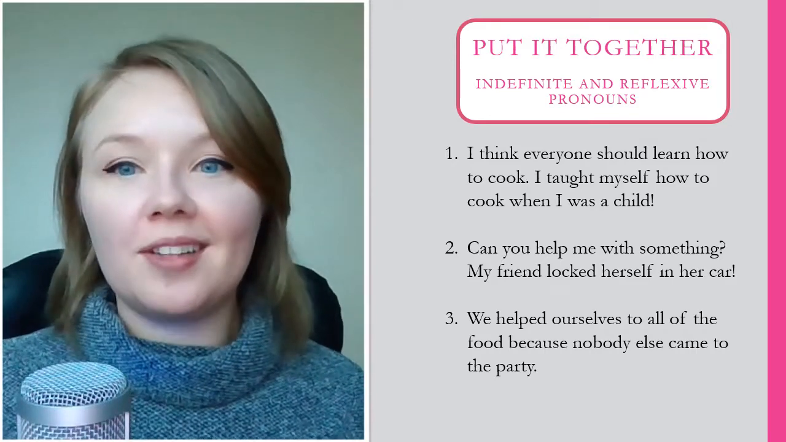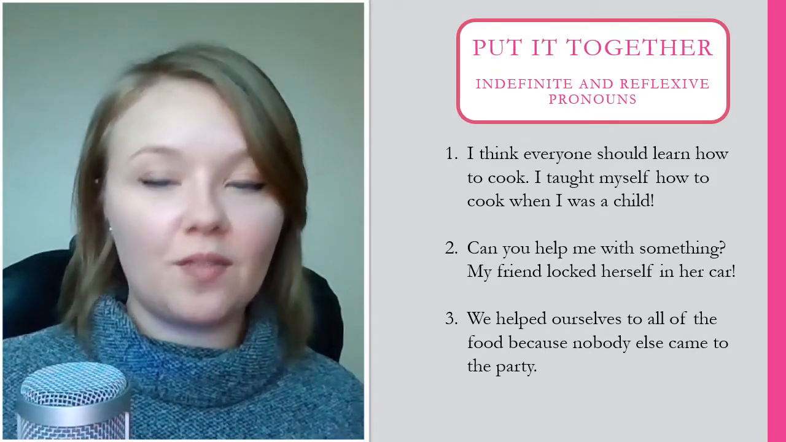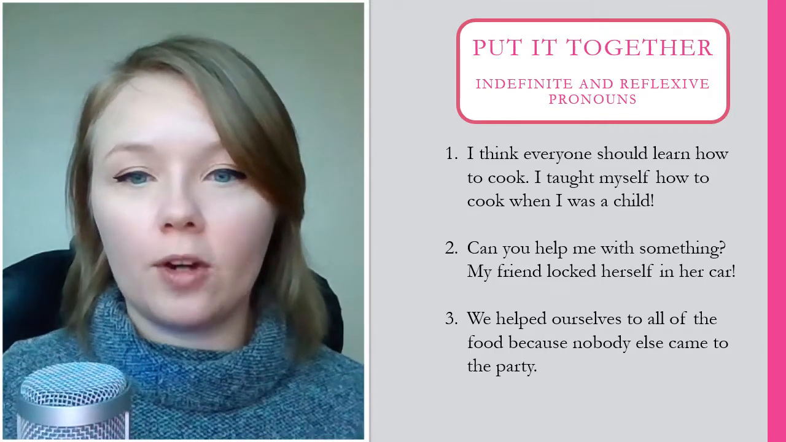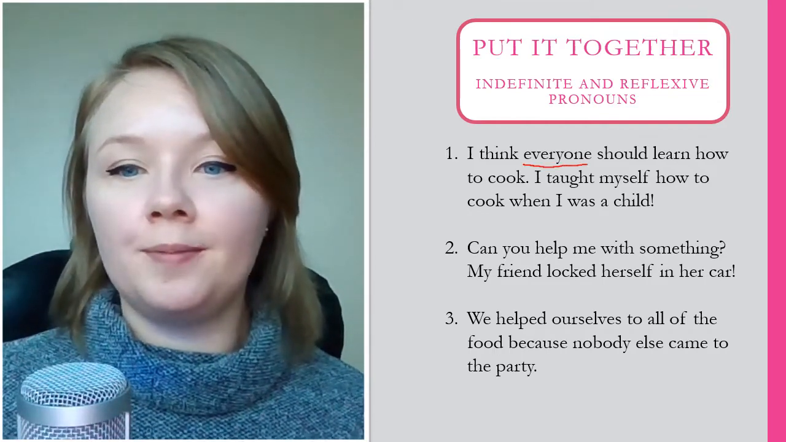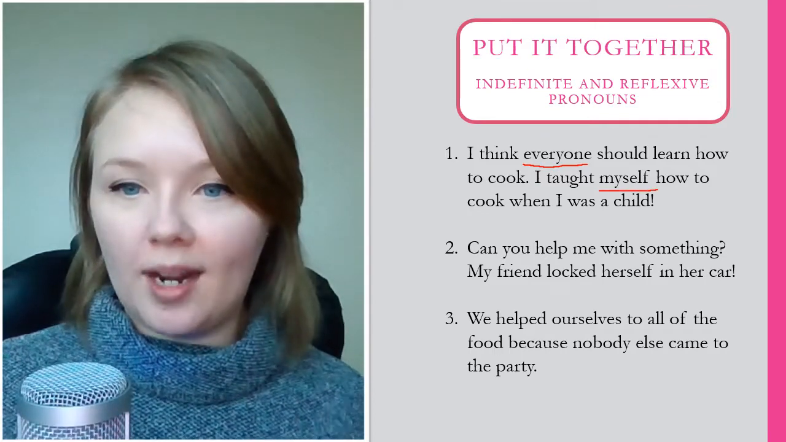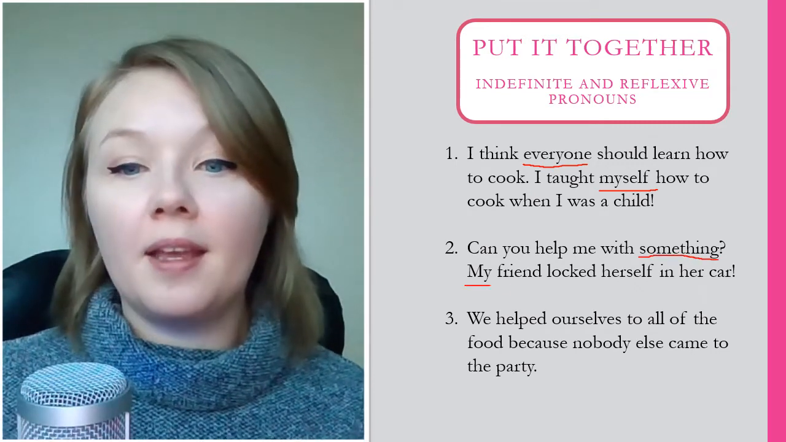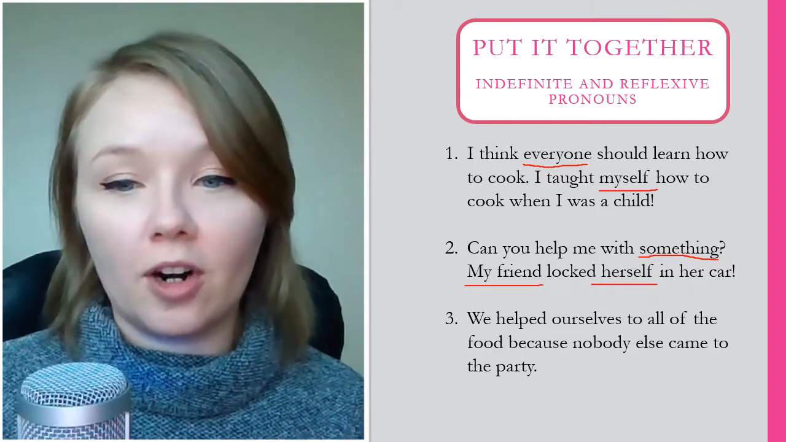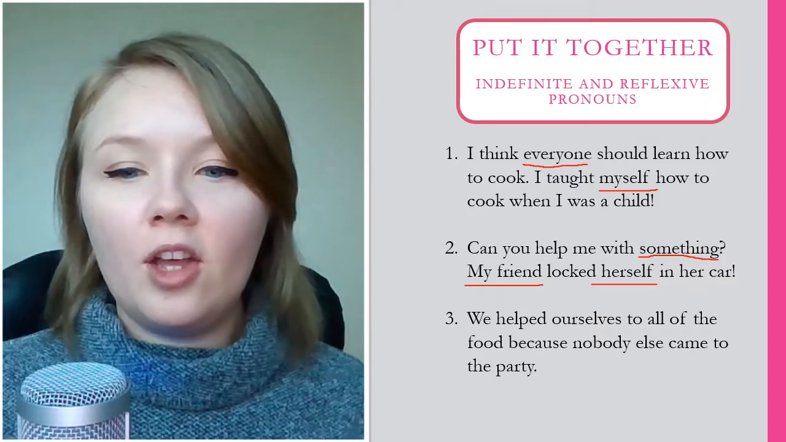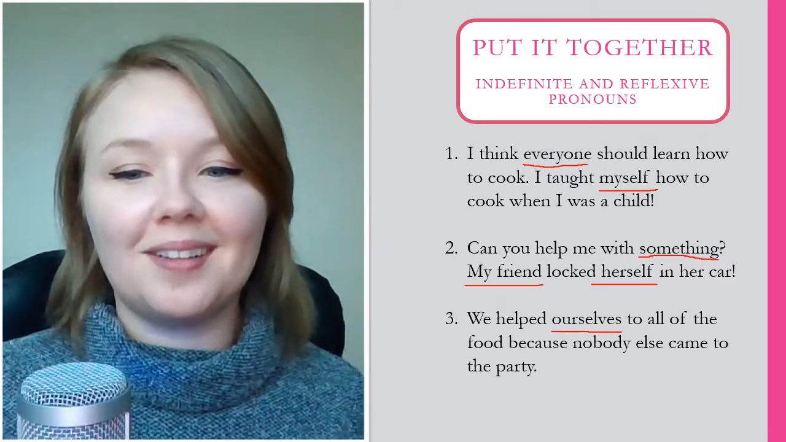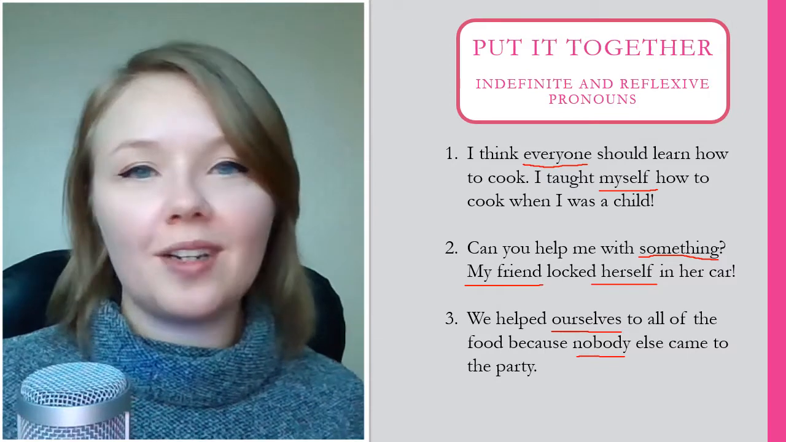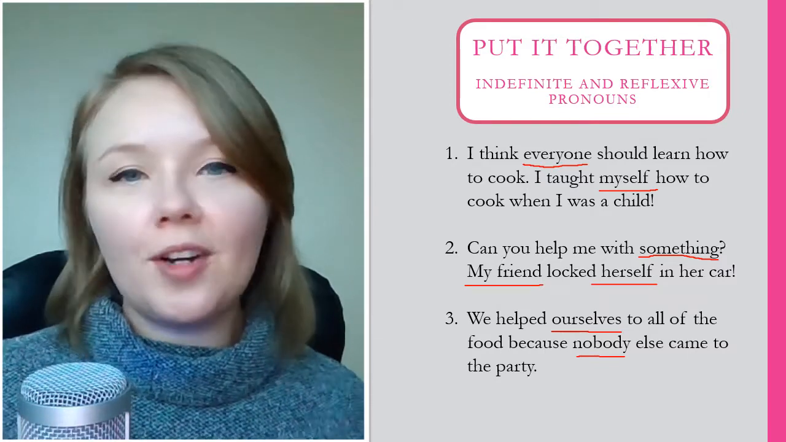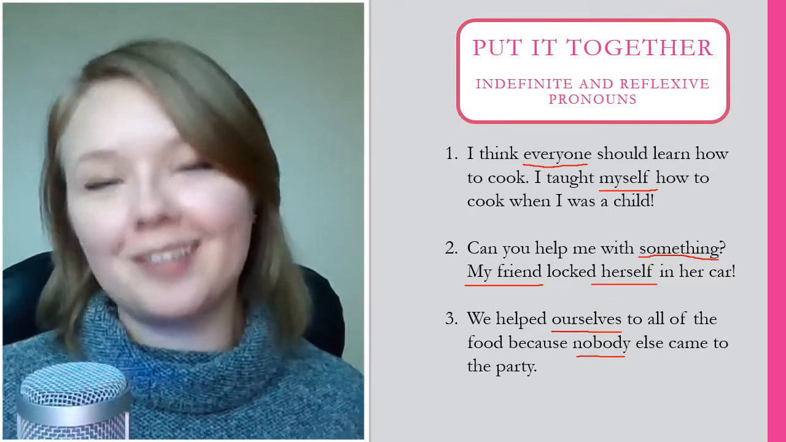Let's put it together. So finally, let's look at these sentences that have both reflexive and indefinite pronouns so we can see how they work together. Number 1, I think everyone should learn how to cook. I taught myself how to cook when I was a child. Number 2, can you help me with something? My friend locked herself in her car. And number 3, we helped ourselves to all of the food because nobody else came to the party. So there are many different ways we can use these indefinite and reflexive pronouns together. They're very common in English and very helpful to know how to use.